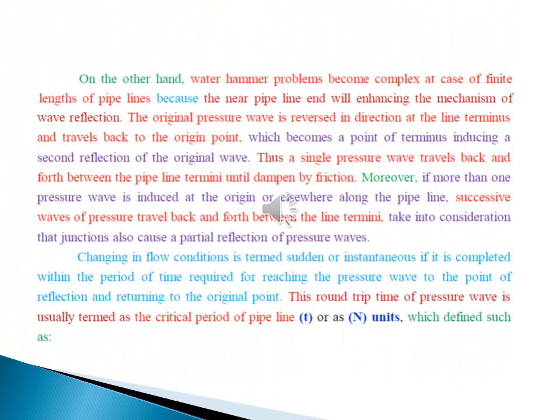Take care, my dear, that water hammer problems become complex in the case of a finite length of pipeline, because the near pipeline end will enhance the mechanism of wave reflection. The original pressure wave is reversed in direction at the line terminus and travels back to the original point, which becomes a point of terminus inducing a second reflection of the original wave. Thus, a single pressure wave travels back and forth between the pipeline termini until dampened by friction.